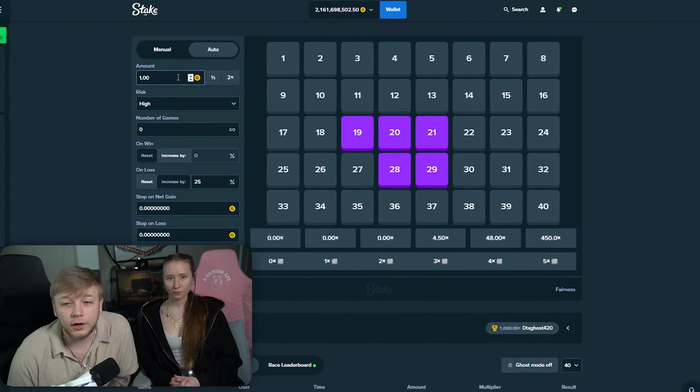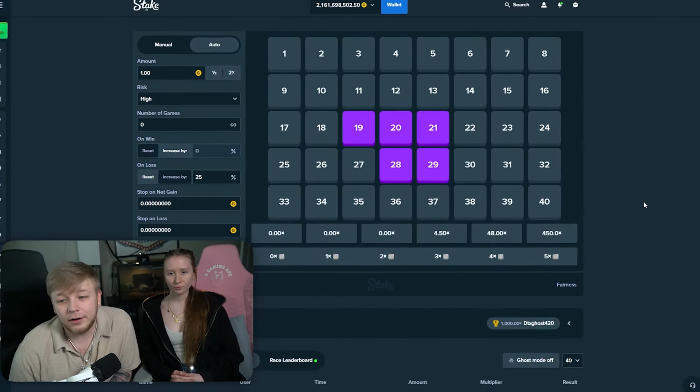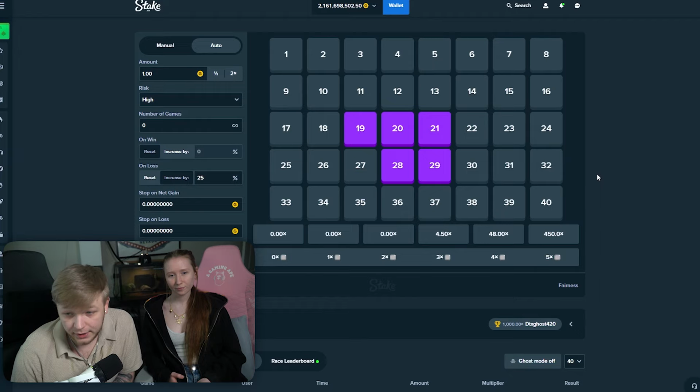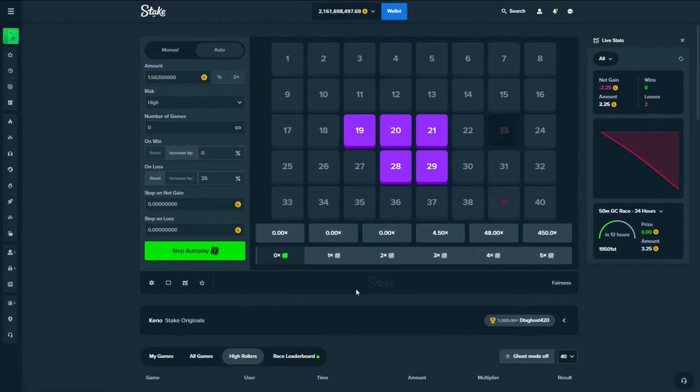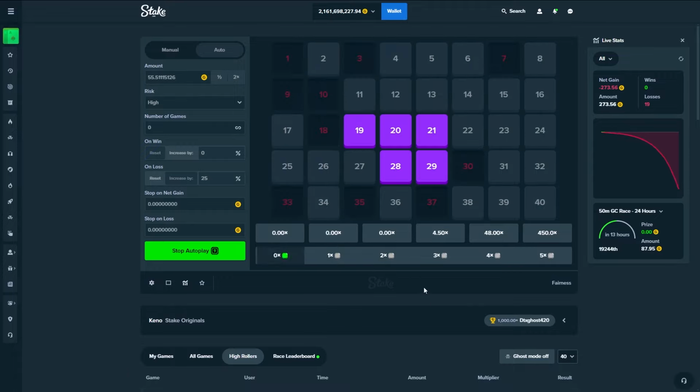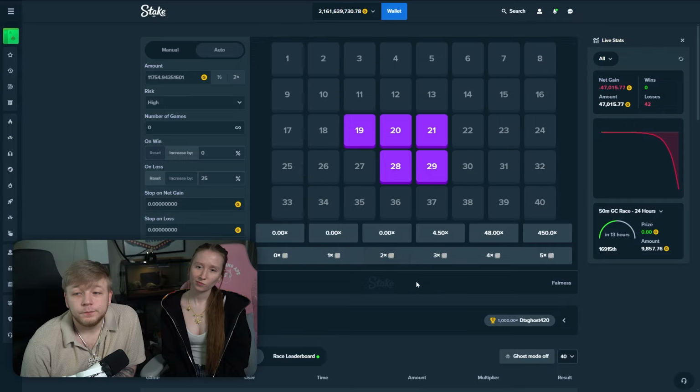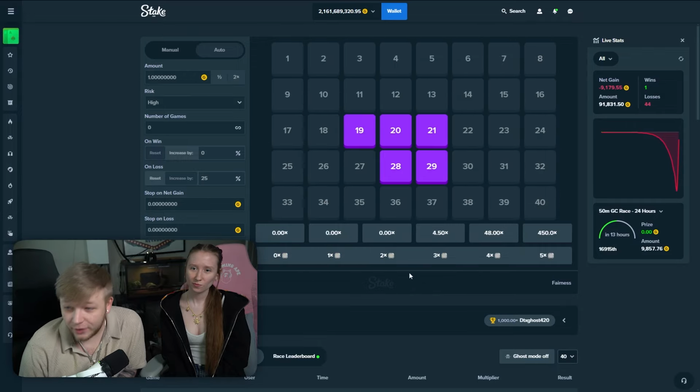We're going to start with one gold coin bet, so we can try it out before we switch over to Stake Cash, and we can mess around and see how bad it can get. Let's jump right into it. Okay, well, this is an insanely long loss streak.